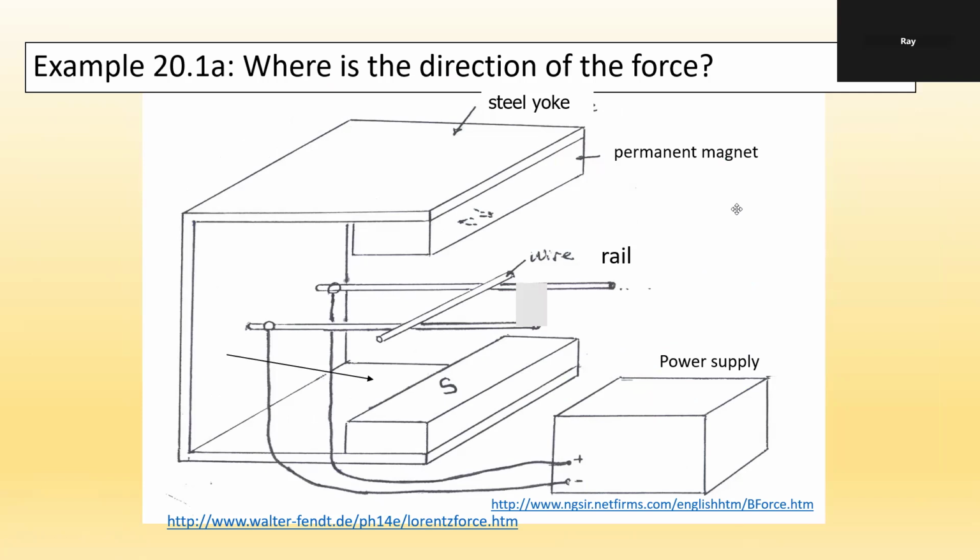The rail is fixed. The wire is the one that's movable. So you want the force on the wire: left or right? Left. Let's see. From here, the current will flow from the positive terminal. The field will go from north to south.